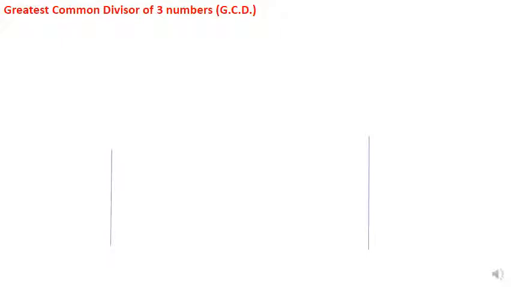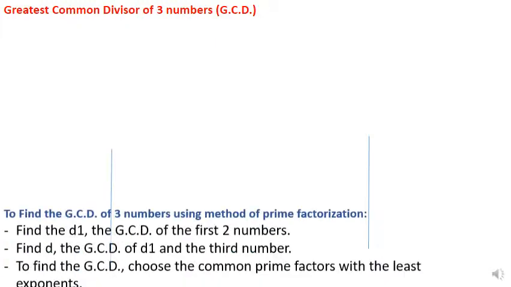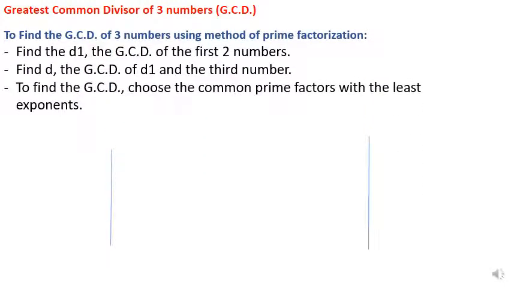Now, how do I find the greatest common divisor of the numbers after doing the prime factorization method? To find the GCD of the three numbers using the prime factorization method, you have to find the common prime factors with the least exponent. Just let me highlight it for you. This is a highlighter. I'm going to choose the green. To find the GCD, choose the common prime factors with the least exponents. Let us see what that means.